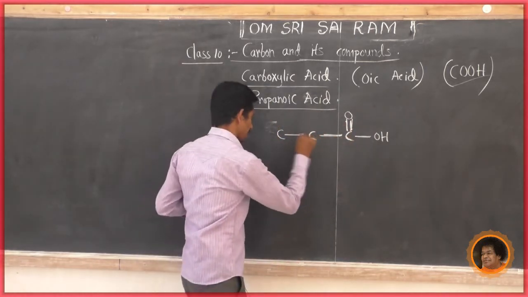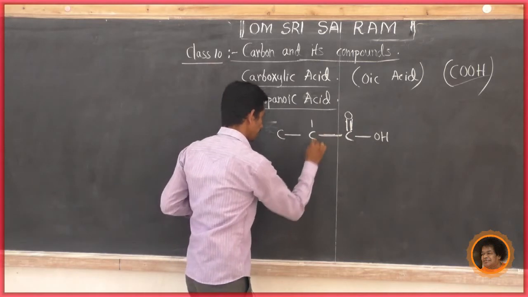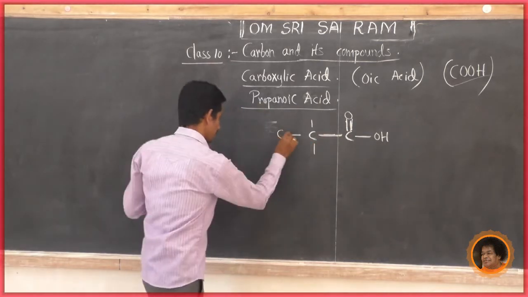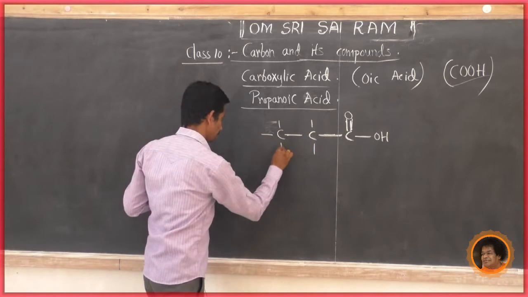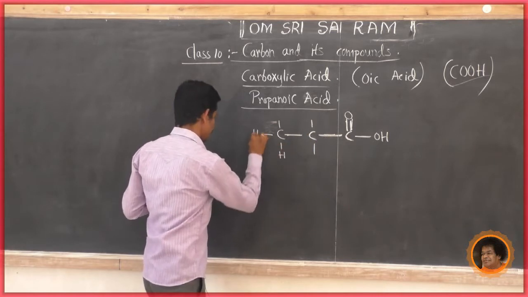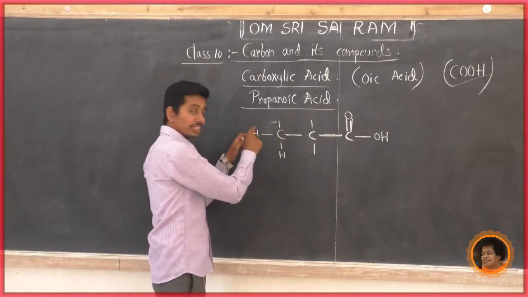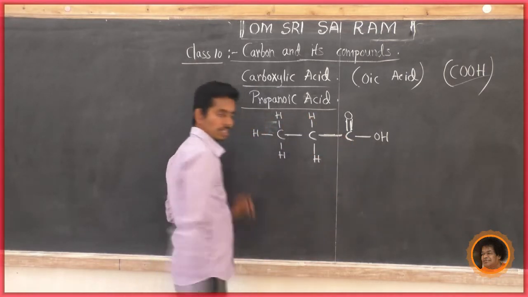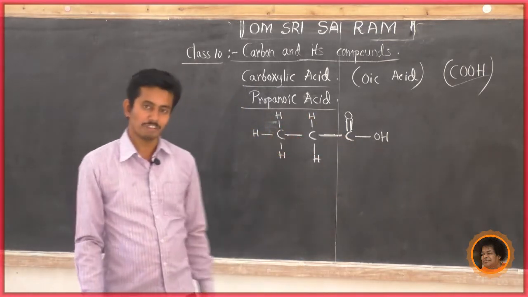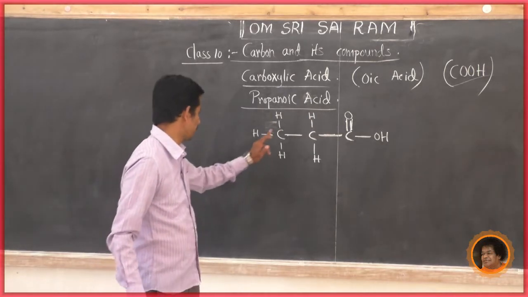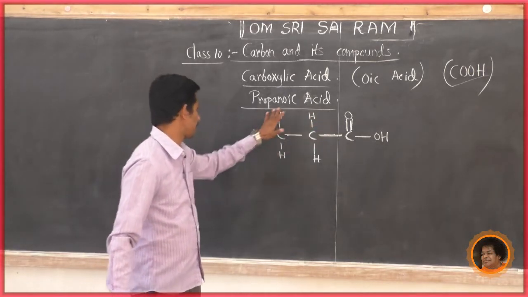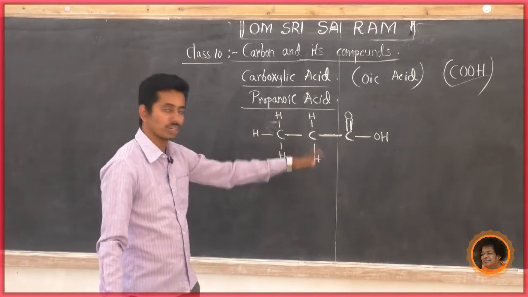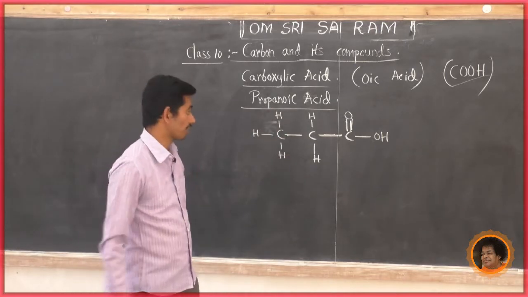Now the second carbon, how many bonds? 1, 2, 3 and 4. For this one, how many? 1, 2, 3, 4. Just write hydrogen, because this carbon shares electrons with hydrogen. So it is hydrogen. Now this is the structural formula, or structure, of propanoic acid. Now write the molecular formula from this.